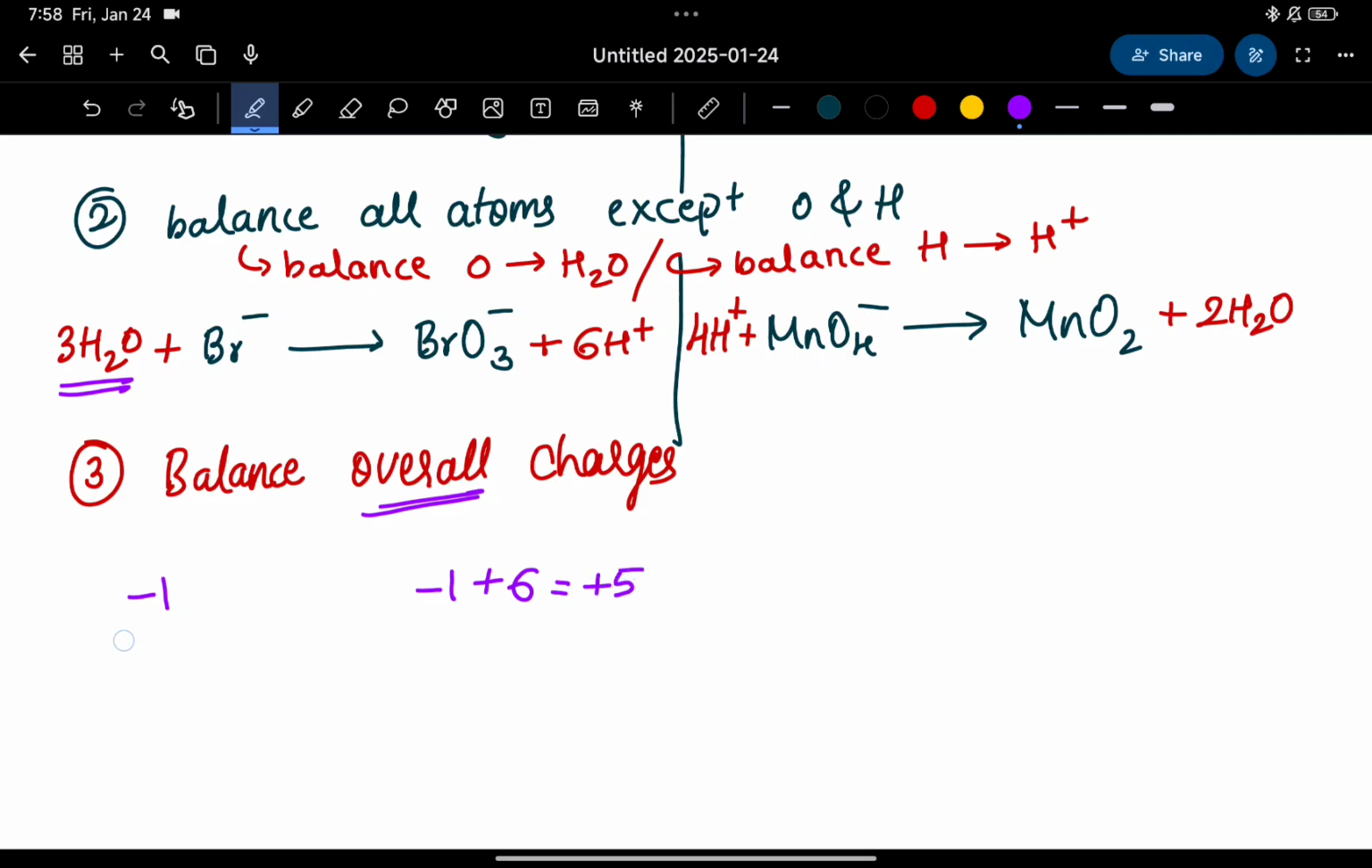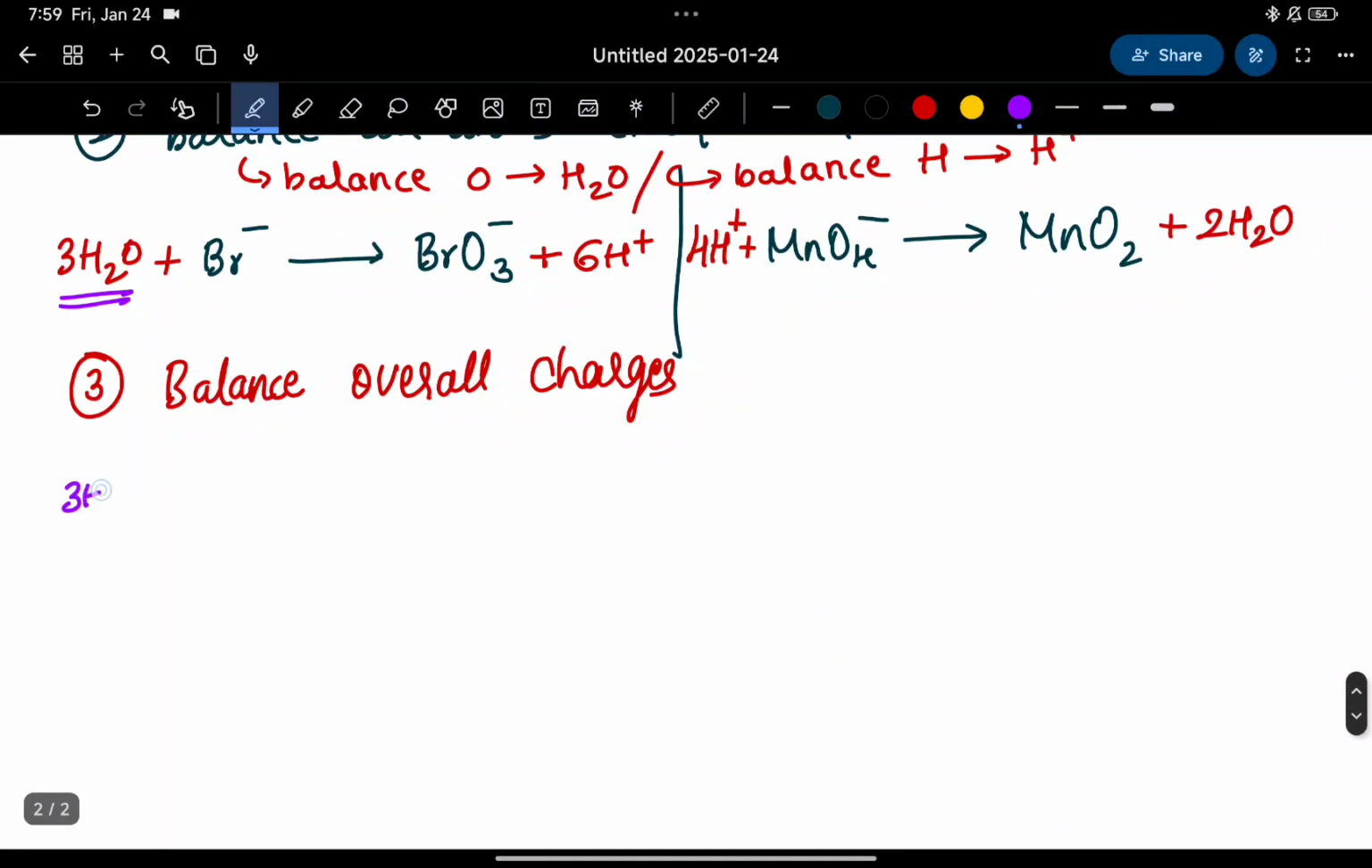Now we need to make this overall charge equal. How we are going to do that is, we just need to add 6 electrons on the right hand side. One electron has minus 1 charge, so 6 electrons will have minus 6. So overall charge on the right hand side will become minus 1, which will be the same. So in order to balance overall charges, I need to add 6 electrons on the right hand side. First I will rewrite this equation, that is 3H2O plus Br minus gives BrO3 minus plus 6H plus.